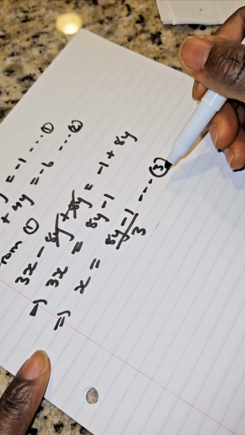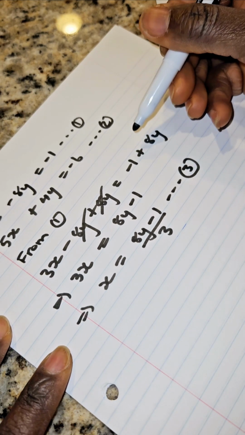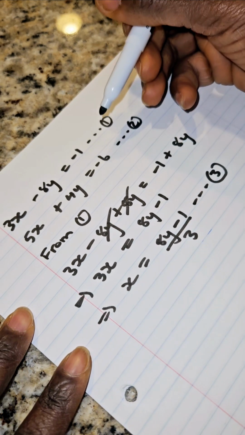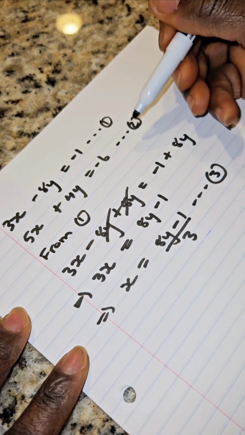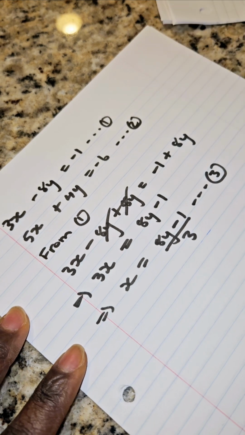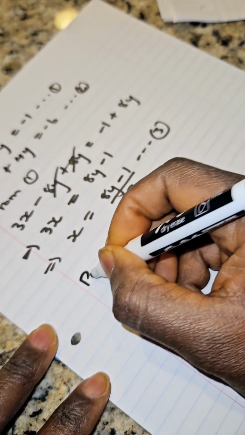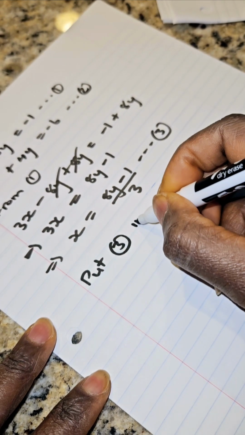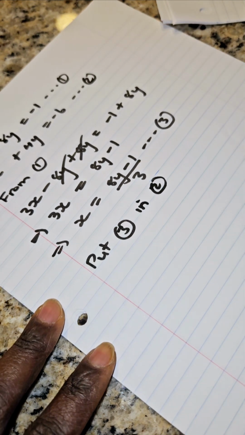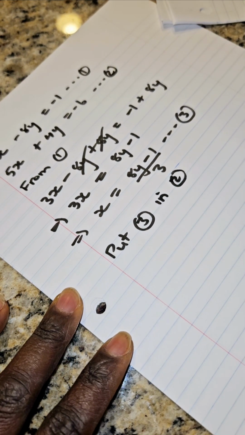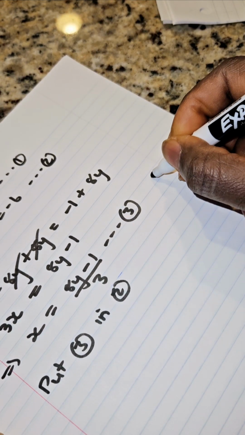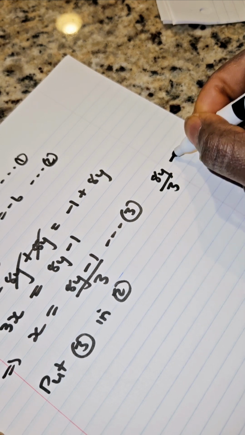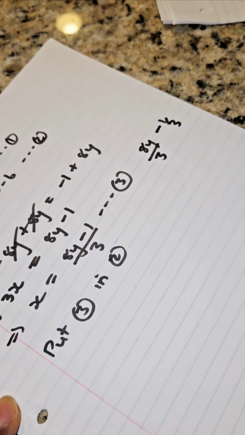And now I'm going to take equation 3 and put it in equation 2. Remember, I said you can't take equation 3 and put it in the equation that you just used to create equation 3. I'll have to put it in the opposite equation, which in this case is equation 2. Now I will put 3 in 2, meaning in the place of x, I will put 8y minus 1 over 3. And mind you, I can write this as 8y over 3 minus 1 over 3. Those are the same thing.